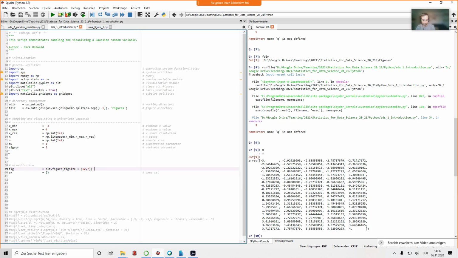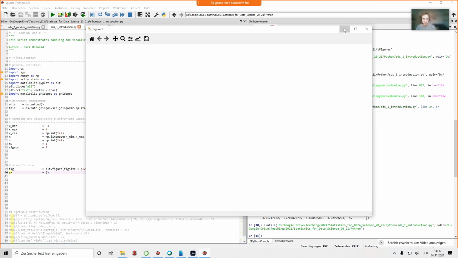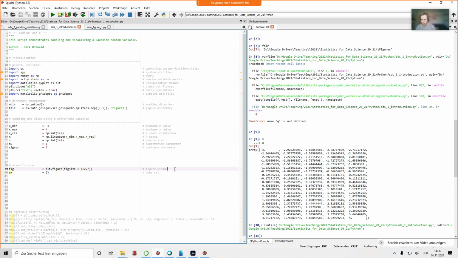Let's see that this is all working fine. So that's there, that's good. And then usually I specify my subplot structure at this. For this, actually, I only want one subplot, so that's not too interesting. So I just do this.